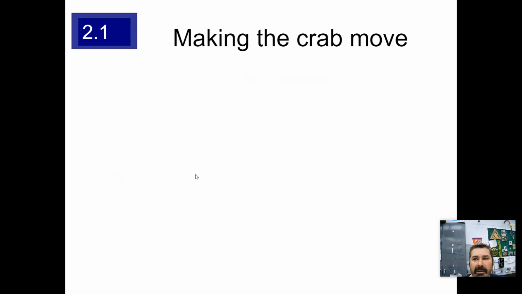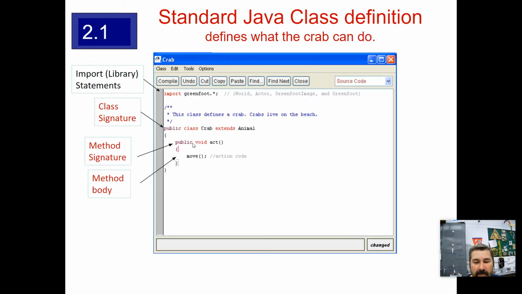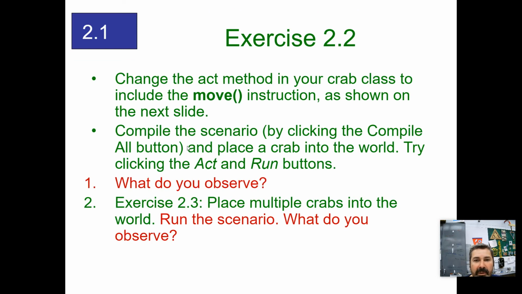All right, let's make the crab move. So what you're going to do is go into the class definition, and add in this move parentheses parentheses semicolon code right between these two brackets. So you have public void act parentheses parentheses opening bracket closing bracket. So in the method body, we're going to add the move method. Then compile it, place a crab into the world, and then try clicking the act and the run buttons. What do you observe? Write that down in your notes.